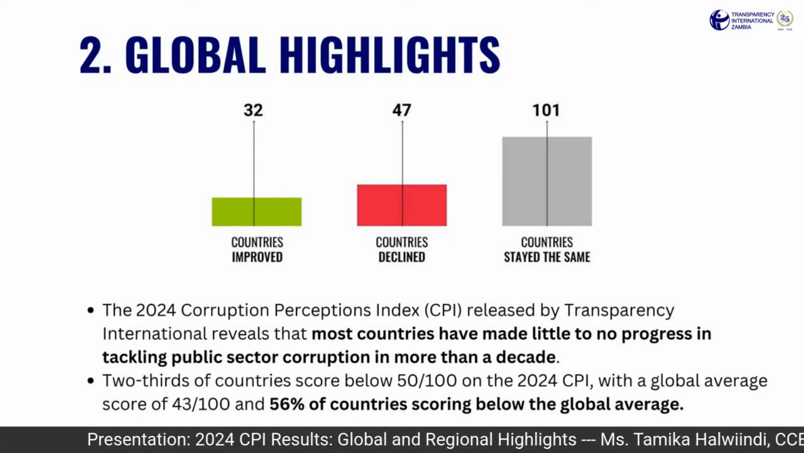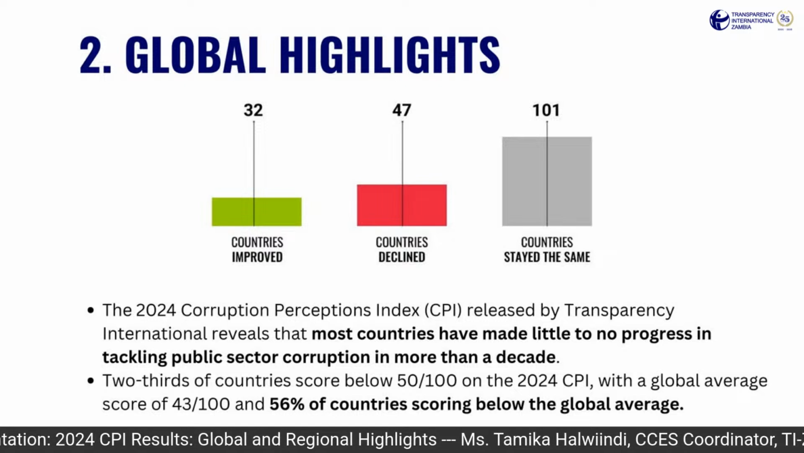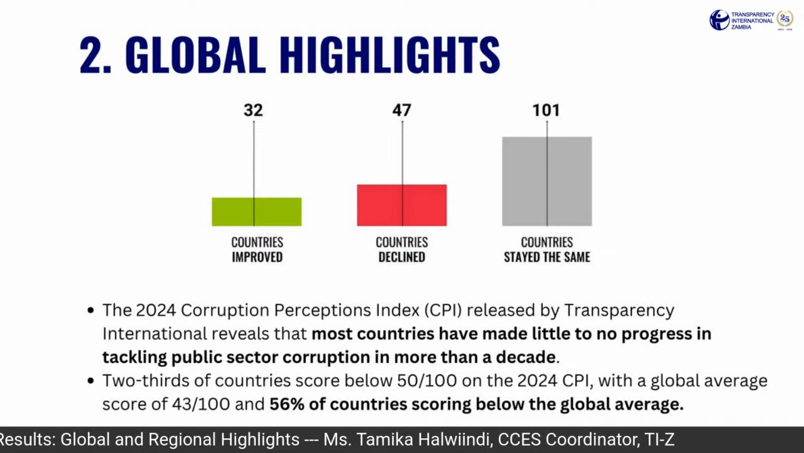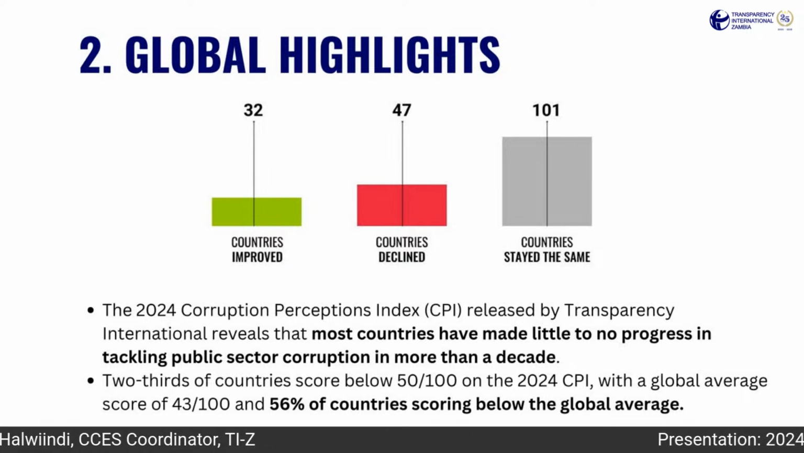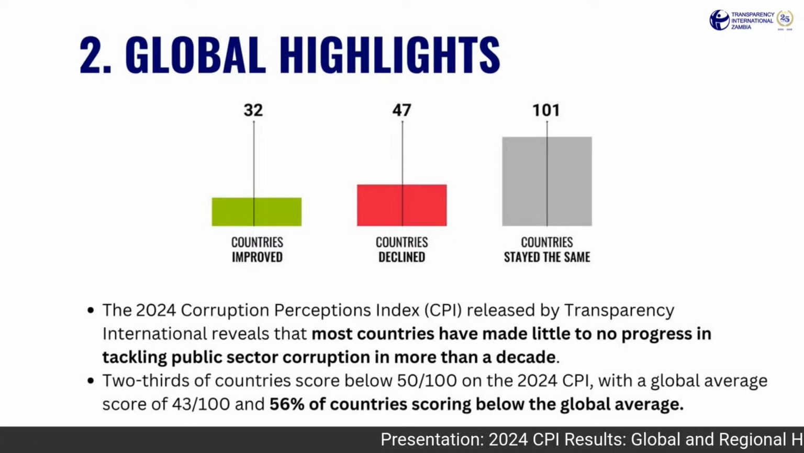Our global average, as it was last year, is 43 out of 100. And we have more than 50% of countries scoring below the global average. So not a good picture when it comes to how we're doing in terms of the fight against corruption.